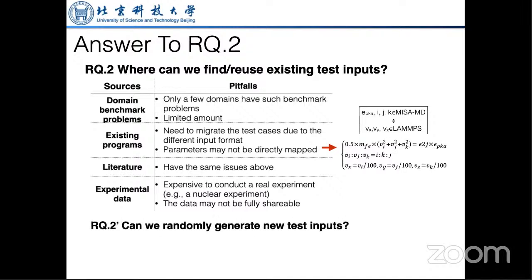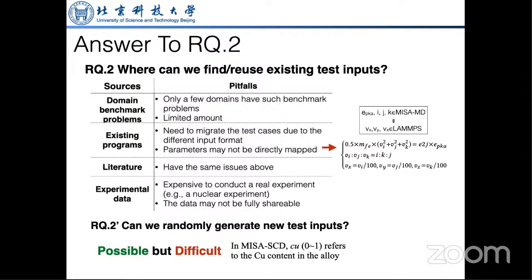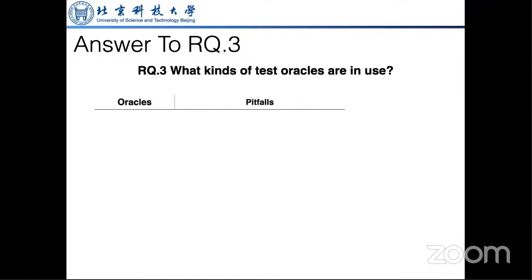You may also wonder whether we can randomly generate new test inputs. Our answer is it's possible, but also difficult, because there may be some complex domain constraints over parameters. For instance, in MISA-SCD, CO is a value between 0 and 1. It refers to the copper content in an alloy. If it is increased to a certain threshold value, then the alloy may become unstable, and many other parameters must also be adapted. The third question is what kinds of test oracles there are.